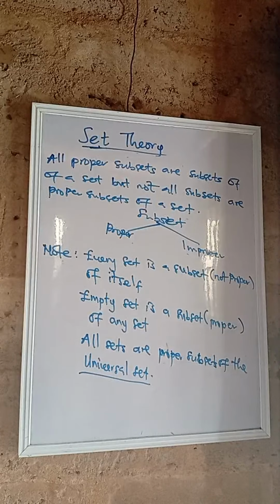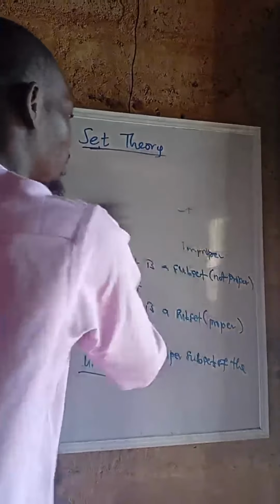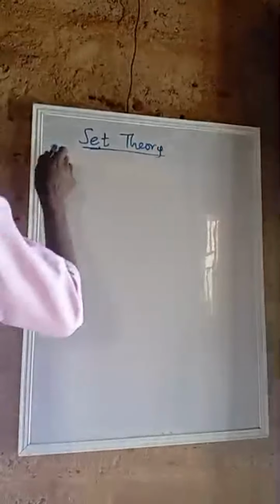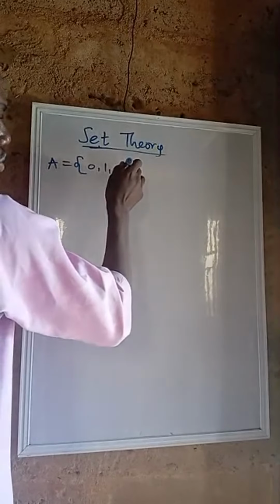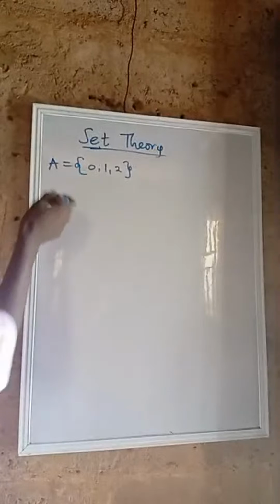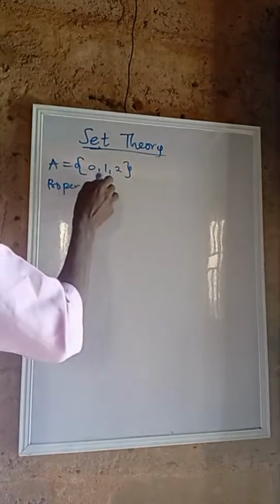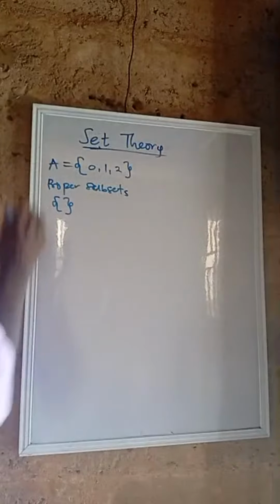Okay. Now we'll be looking at the number of subsets that a set will possibly have. Let's say we have set A to be 0, 1, 2. Okay, let's just stop there. So what are the proper subsets? Remember, I told you proper subsets will not include the set itself. I'll talk of the empty set. That's the first proper subset.